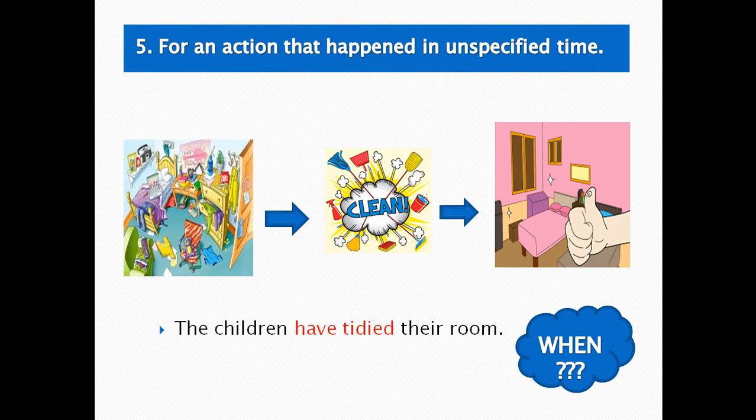Number 5, for an action that happened in unspecified time. الاستخدام الخامس للمضارع التام إذا أردنا نتكلم عن حدث حصل بوقت غير معلوم. unspecified time. The children have tidied their room. When الوقت ما معلوم.